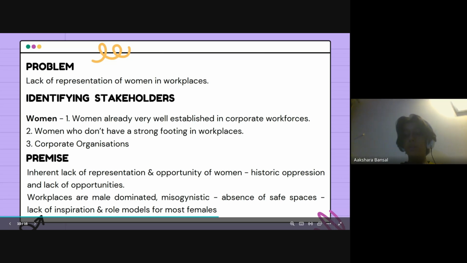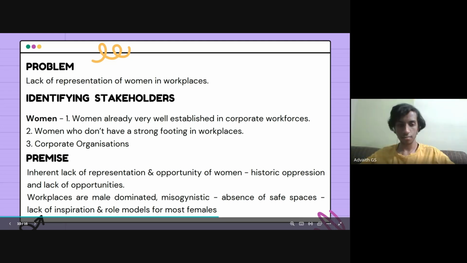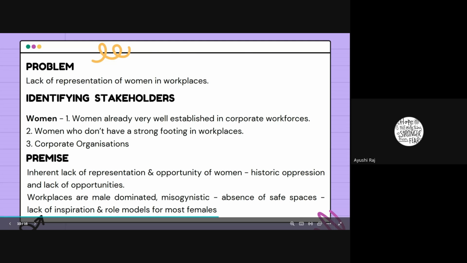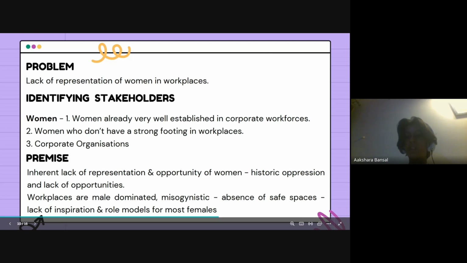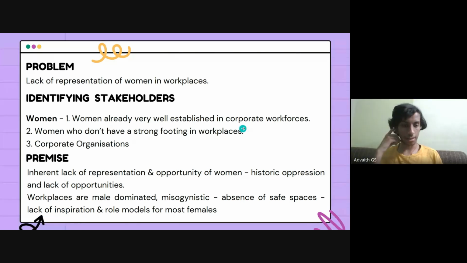A premise could be prejudices against women, lack of similar opportunities. They don't get as many opportunities as compared. Yes, sir, that could also be a reasoning, right? Because that's kind of like the topic only. That's a part of your premise. I think that should be a part of your premise. That's the reason why this problem exists in the first place. I hope that was clear.